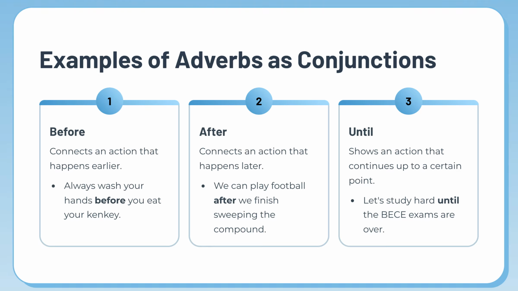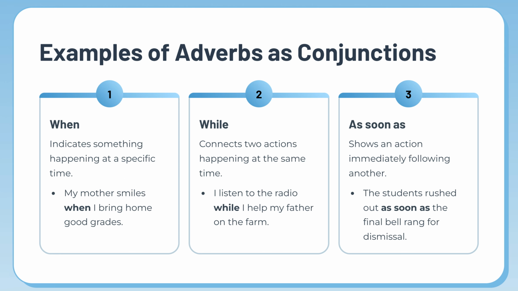Until shows that an action continues up to a certain time. Let's study hard until the BECE exams are over. This means we keep studying right up to that point. Let's look at 3 more examples. When shows that something happens at a particular time. My mother smiles when I bring home good grades.